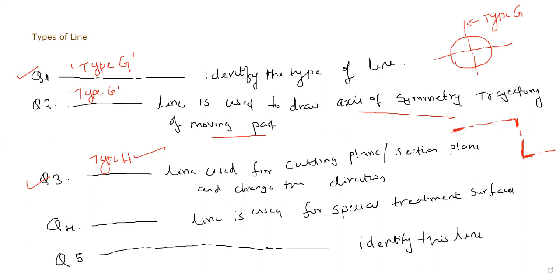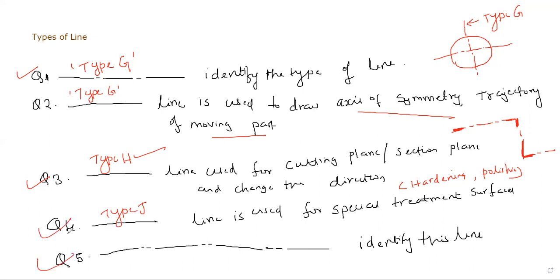A dashed line is used for special treatment of a surface. Can you identify surface treatments like polishing and hardening? This kind of dash line is used for special treatment like hardening, polishing, etc. Can you identify the line? It is the type J line, mainly used for hardening, polishing and special treatment purposes.